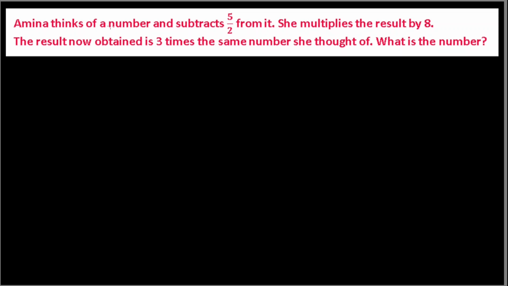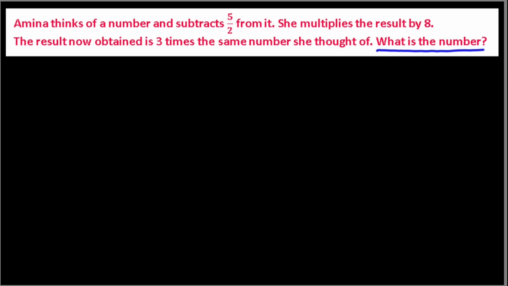The word problem is: Amina thinks of a number and subtracts 5 upon 2 from it. She multiplies the result by 8. The result now obtained is 3 times the same number she thought of. What is the number? We will start our solution from the last question asked, which is, what is the number?